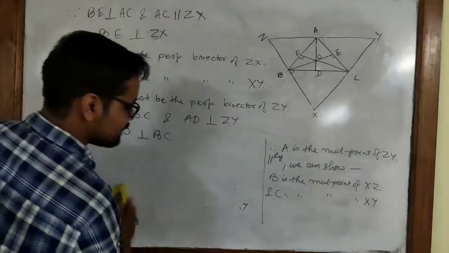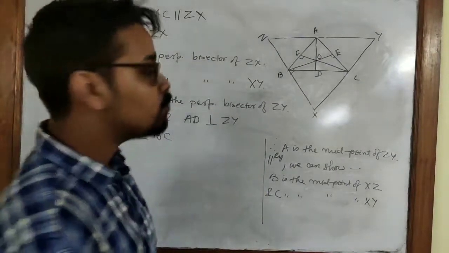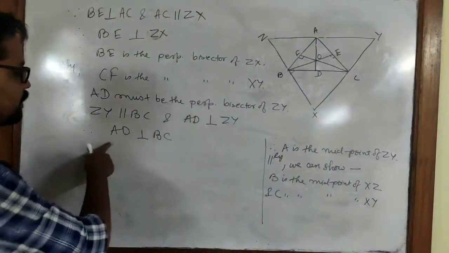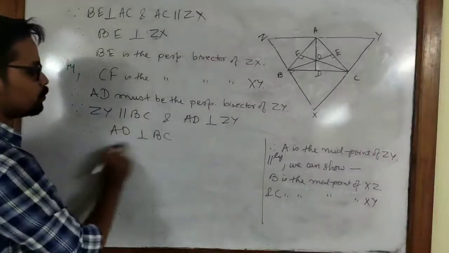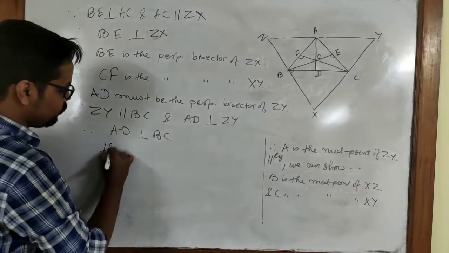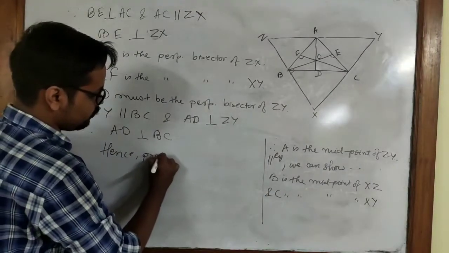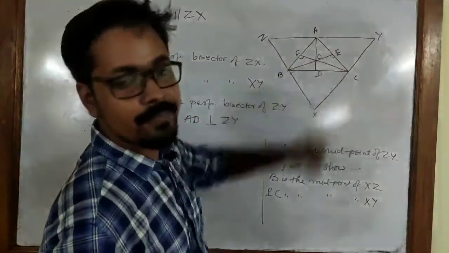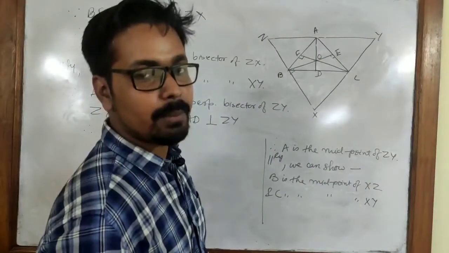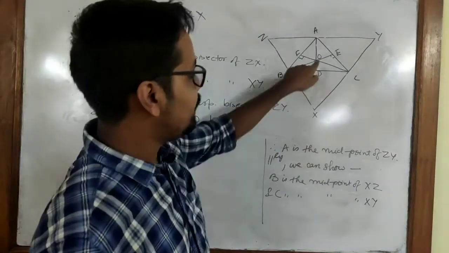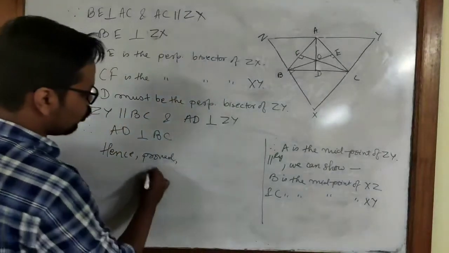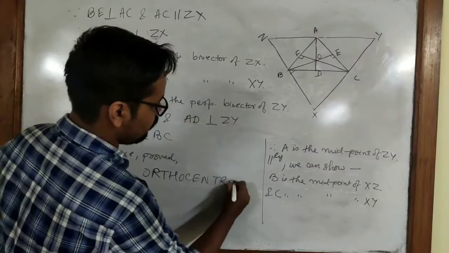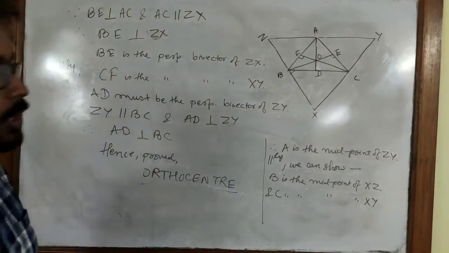Okay, so finally we can say that the perpendiculars drawn from the vertices to their opposite sides are concurrent. So this is our required proof. We had to prove that AD is perpendicular to BC, so hence proved. So we have proved our theorem 3. Now what is this point called? In a triangle in which we have drawn three perpendiculars from the three vertices and they meet at a common point, this point is called the orthocenter. So that is theorem 3.